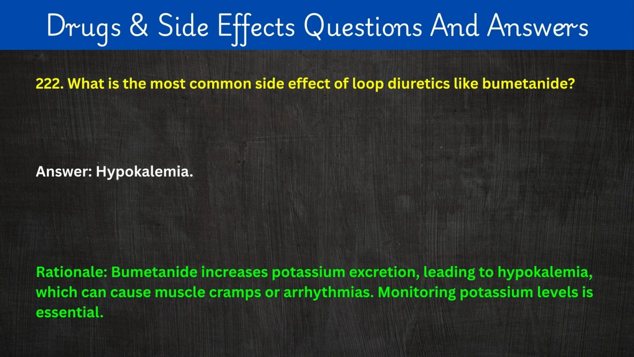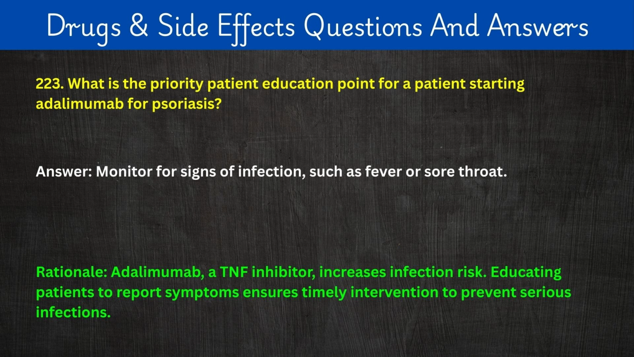Answer: hypokalemia. Rationale: bumetanide increases potassium excretion, leading to hypokalemia, which can cause muscle cramps or arrhythmias. Monitoring potassium levels is essential. 223. What is the priority patient education point for a patient starting adalimumab for psoriasis?